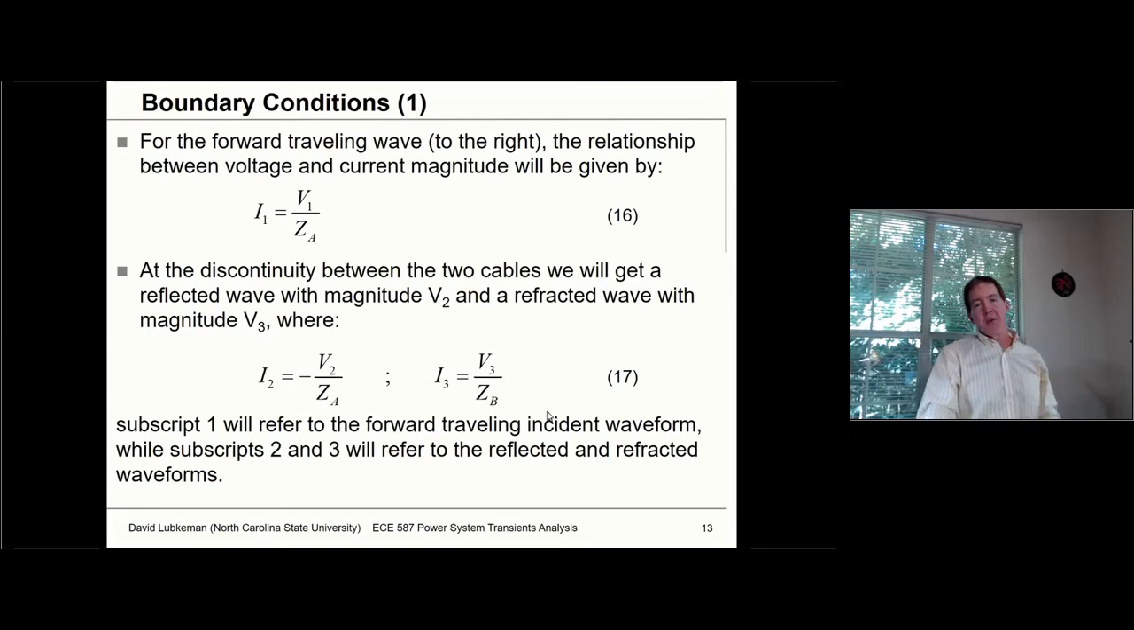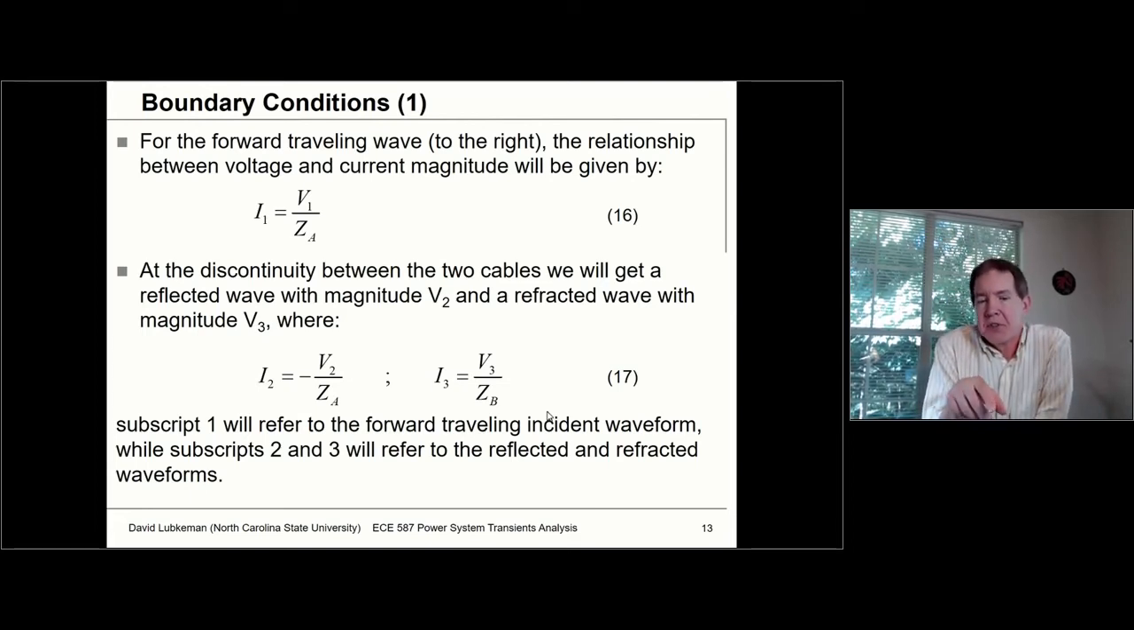For the forward traveling wave, there's going to be a relationship between voltage and current given by ZA. We can say I1 is equal to V1 divided by ZA. At the discontinuity between the two cables, we're going to get a reflected wave, given by V2 and I2, and we know that's related by minus the surge impedance of line A. Then we're going to have a wave that continues to travel to the right on line B, and the relationship between voltage and current is such that I3 is equal to V3 divided by ZB.